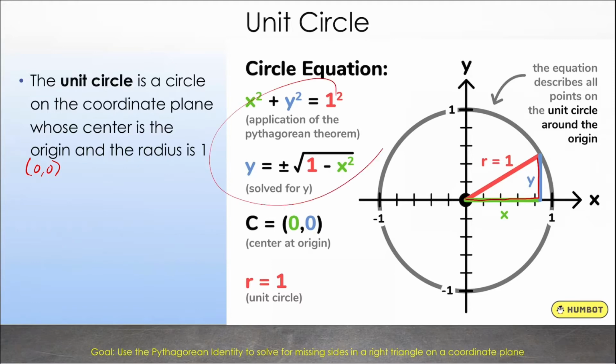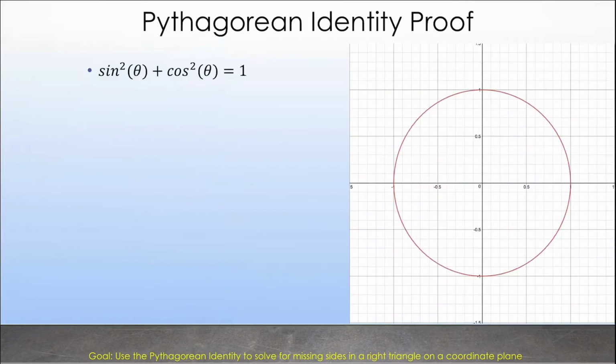We're going to use this to prove the Pythagorean identity. So I want you to keep this image in your mind. The equation describes all points on the unit circle around the origin. So all of these are going to be a radius of 1, right? 1 unit away from the origin. Okay, so the Pythagorean identity proof.